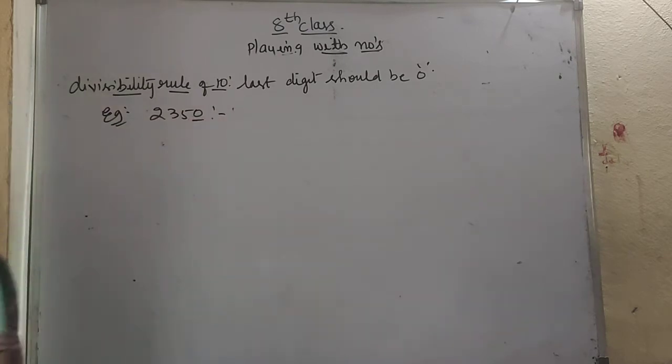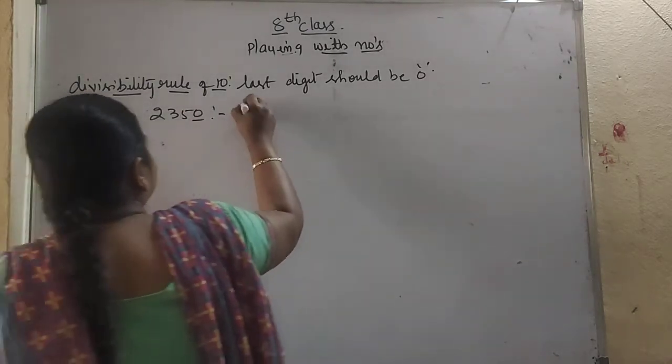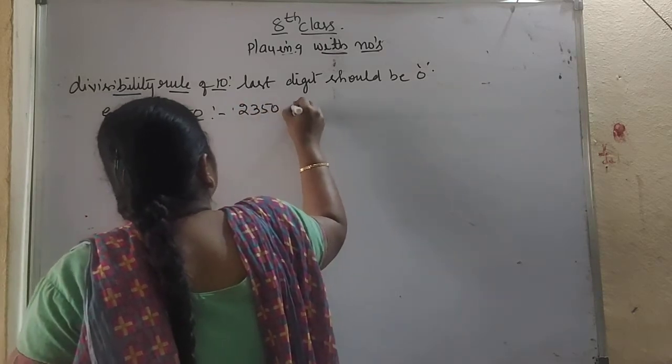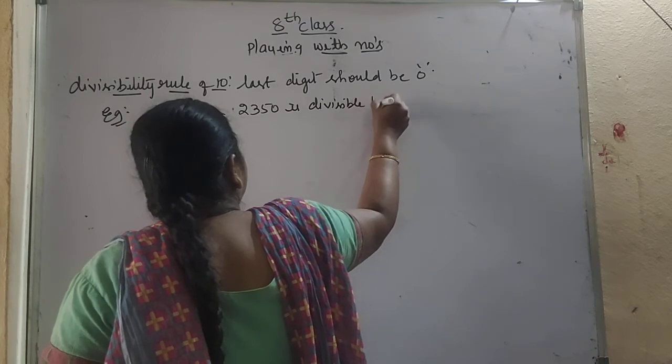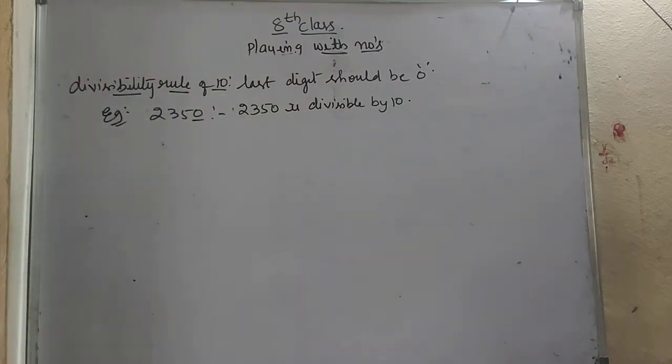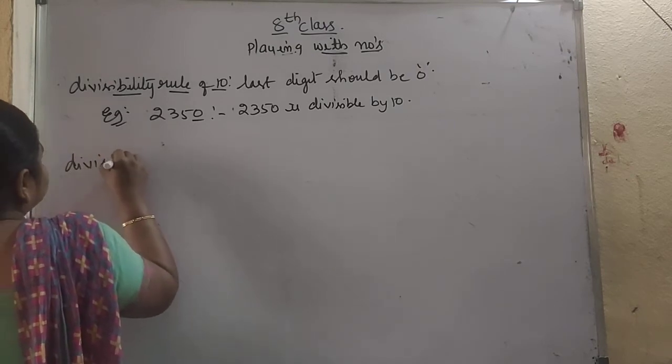So, what is the last digit? Last digit is 0. So, you can say that this value is divisible by 10. So, 2350 is divisible by 10. Okay, so this is divisibility rule of 10. Next is divisibility rule of 11.